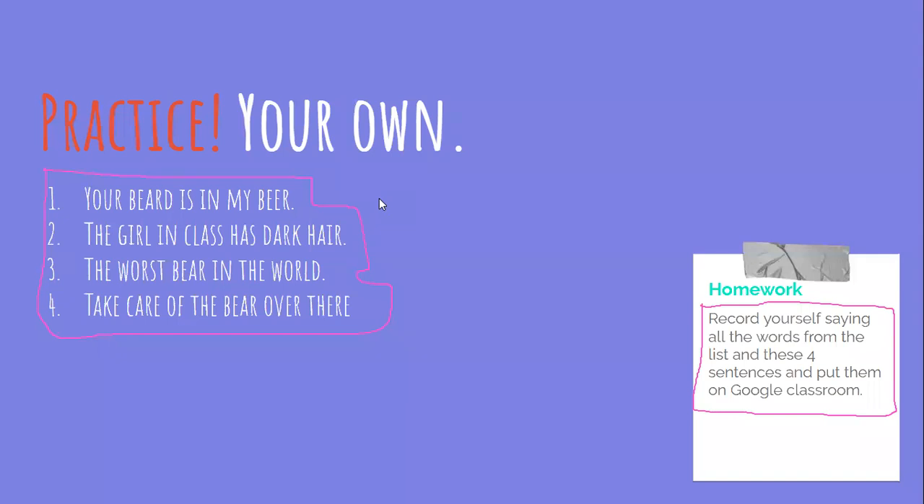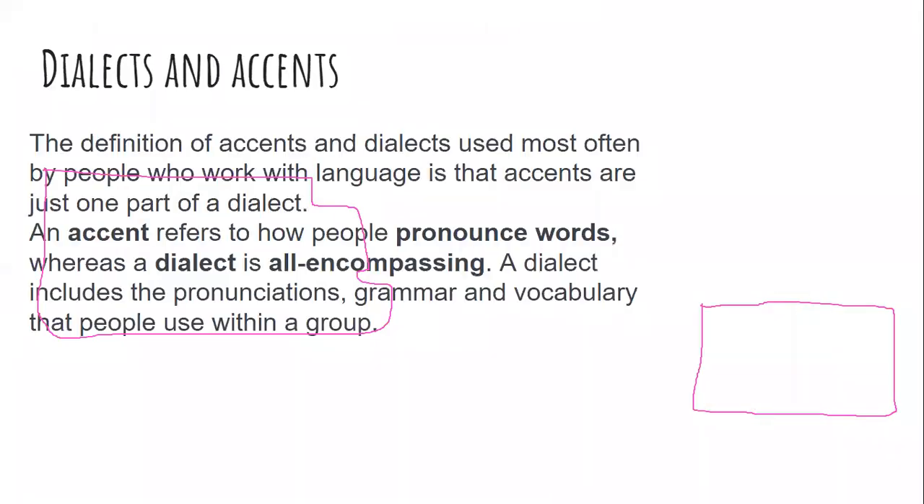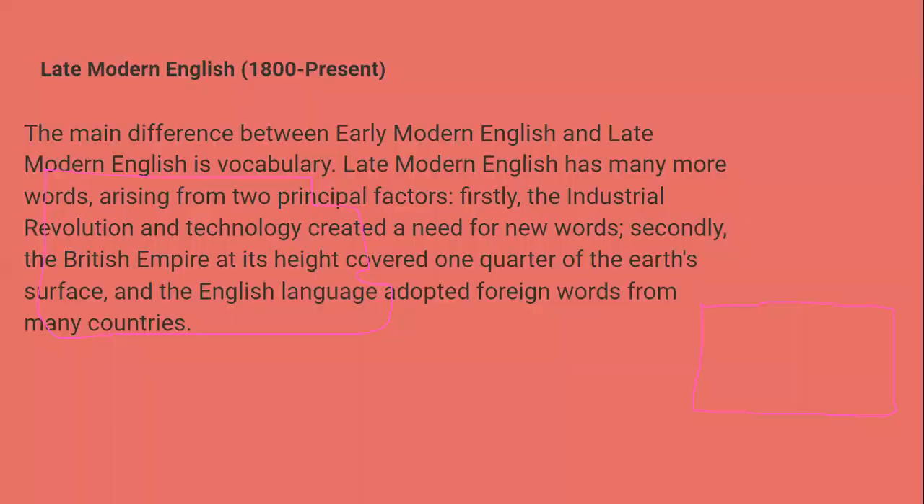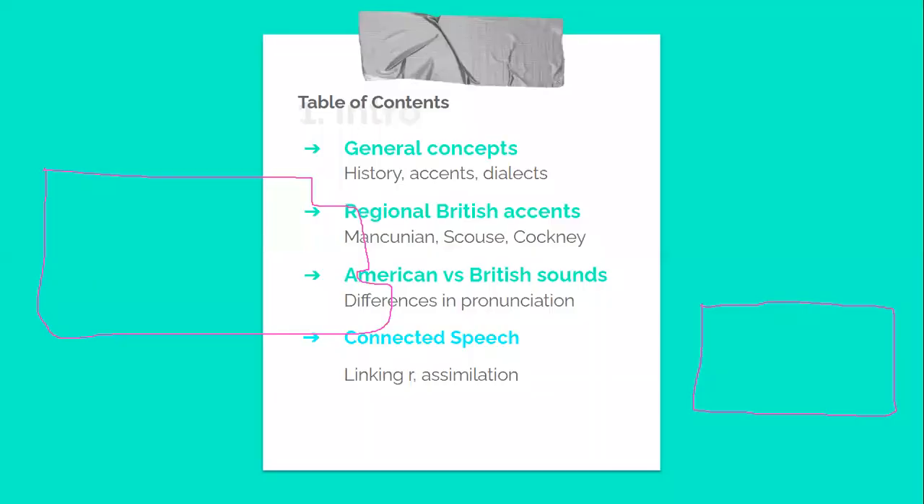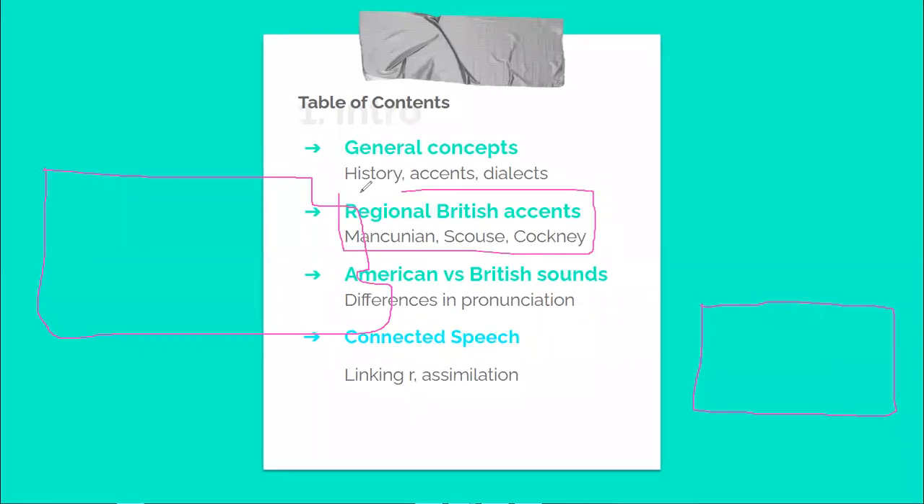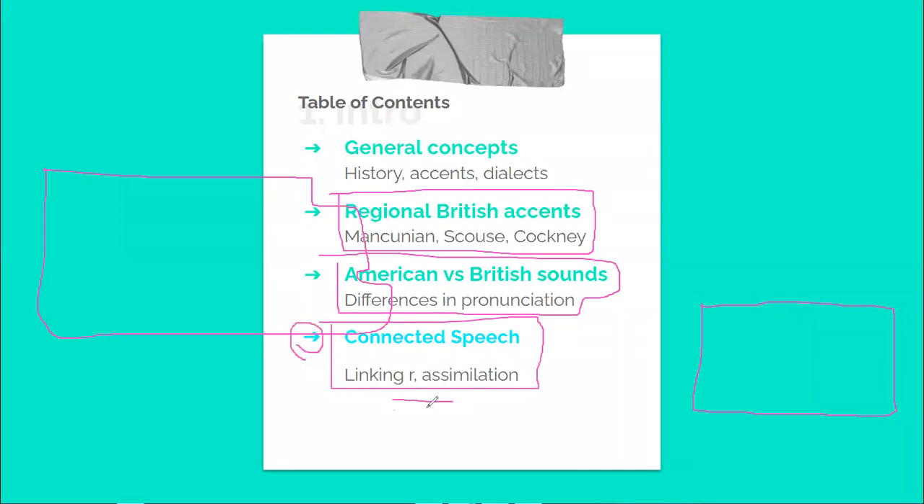Vamos a seguir, o sea, lo que nos sigue después es, vamos a ver, está a mitad del contenido. Acentos regionales, ok, regional accents, hay unos que son muy divertidos y son muy extraños. Also, American and British pronunciation differences y connected speech. Y connected speech es finalmente lo que da la fluidez y ahí van a descubrir cosas maravillosas.